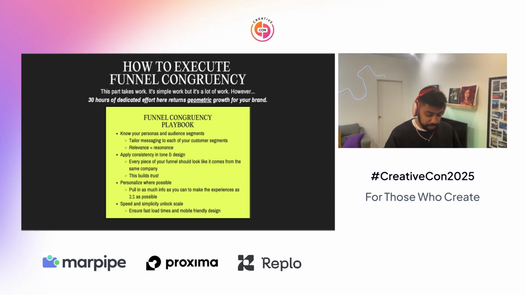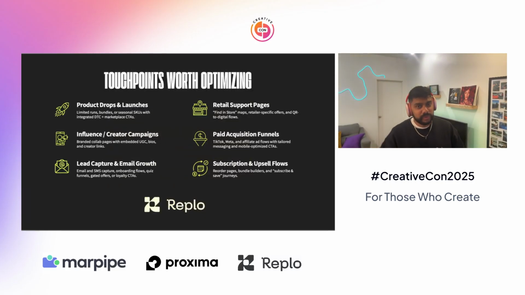But that's really key. All right, some of the touch points I'm going to rattle through that are worth optimizing. Different product launches and drops. It could be who you give these things to. It could be the way that you frame the offers. I'm just going to kill this slide.